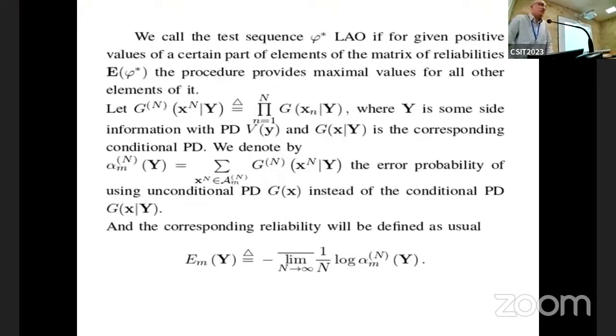As I said, here we have side information, and for that reason we also have a conditional probability distribution. G_n given side information is defined by this, and here we also have an error, because the error probability of using the unconditional PD G_x instead of the conditional PD is defined by this, and so the reliability is this upper limit.